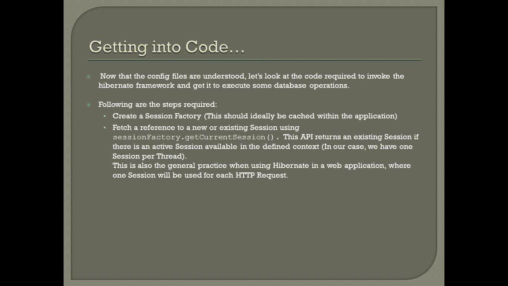Now Hibernate has provided a utility method called getCurrentSession. What Hibernate does is make sure that if there is an active session already available in the defined context, it will always return that session. If there is no active session, it will give you a new session. The most important thing here is what the word context means.